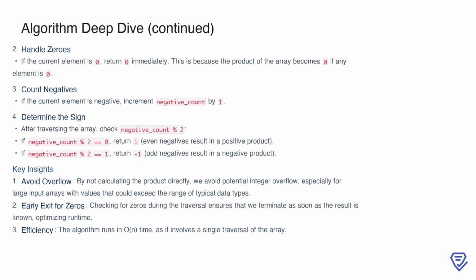This approach not only avoids directly calculating the product but also ensures we handle large or small numbers without risking overflow. Additionally, the early exit for zeros and the simplicity of the logic contribute to making the algorithm both efficient and robust, with a runtime of O(n), since it requires only a single pass through the array.